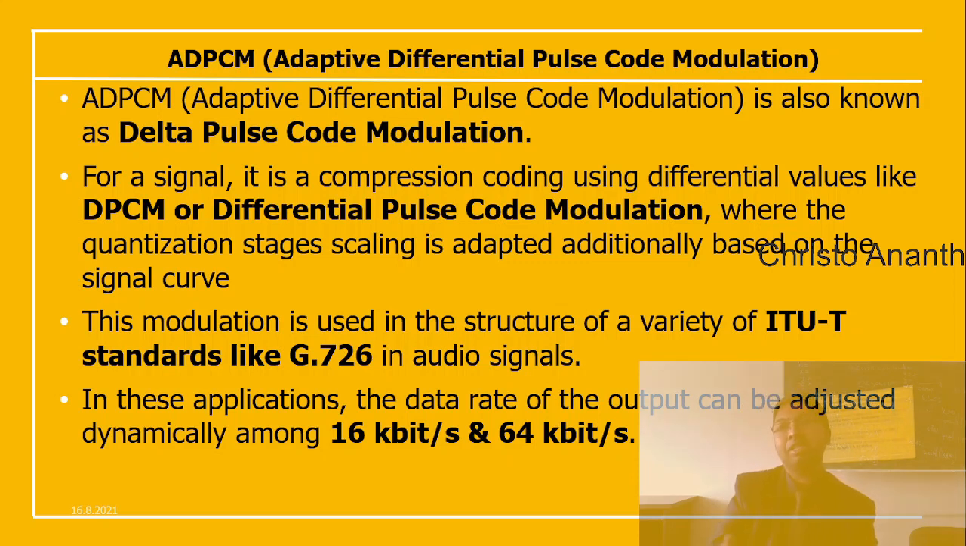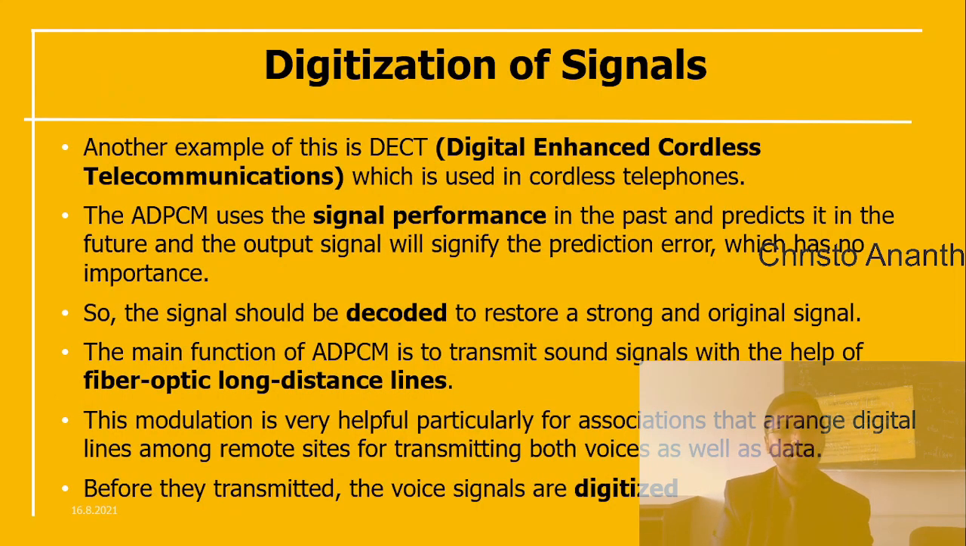So maybe in these applications, the data rate of the output can be adjusted between 16 kilobit per second and maybe 64 kilobit per second. Okay. So this is another example, like DECT, Digital Enhanced Cordless Telecommunications. So maybe for the cordless telephone, you pick it up and you speak. For this one, you will be using signal performance in the past, and of course you are going to predict the future. And the output signal will actually signify the prediction error, which has no importance. So the signal should be decoded in order to restore the original signal.